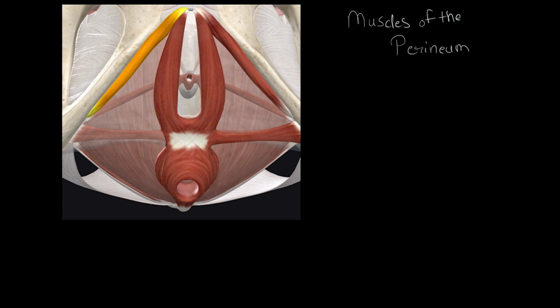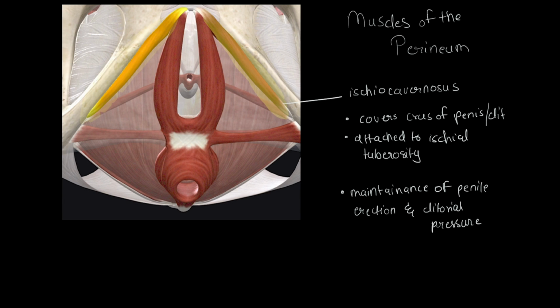So the first muscle that we're going to be looking at is known as the ischiocavernosus. The main function of the ischiocavernosus is related to pressure and erection. It covers the crus of the penis and the clitoris. It is attached to the ischial tuberosity. As you can see, this tuberosity right here is known as the ischial tuberosity. And it helps in maintenance of the penile erection and the clitoral pressure.